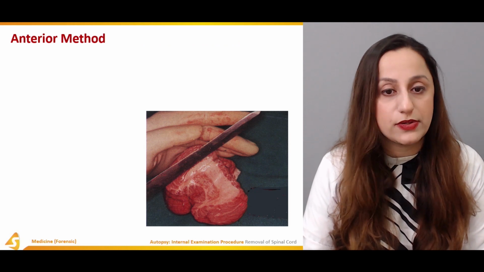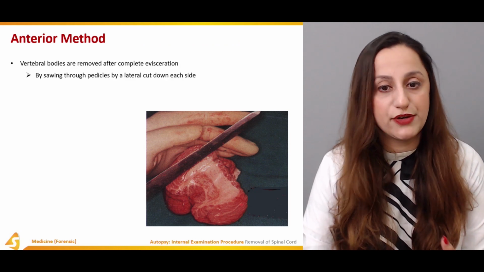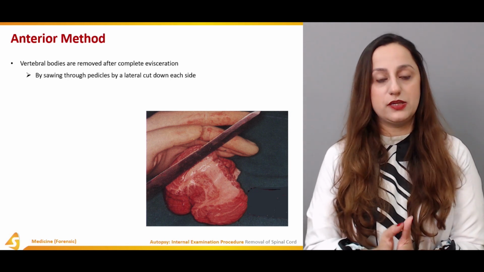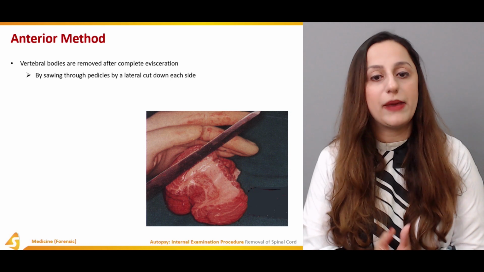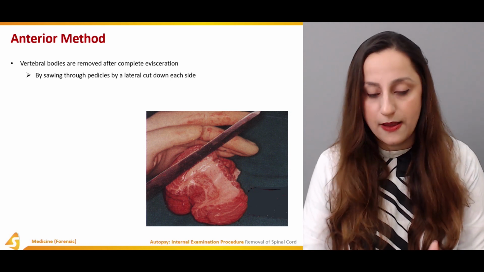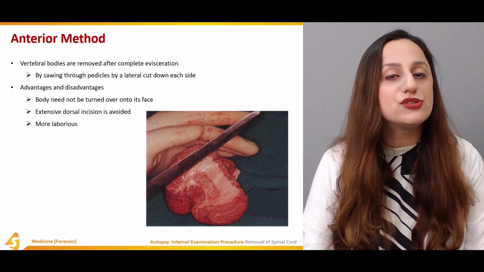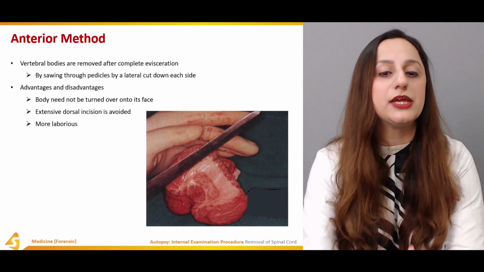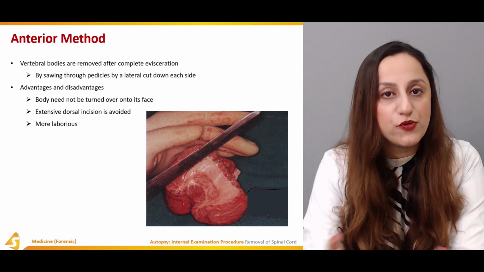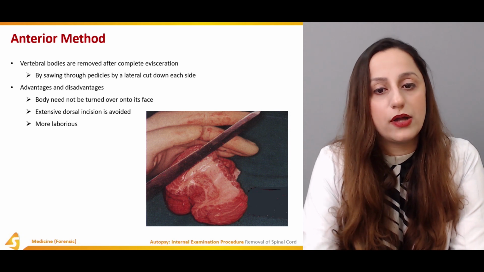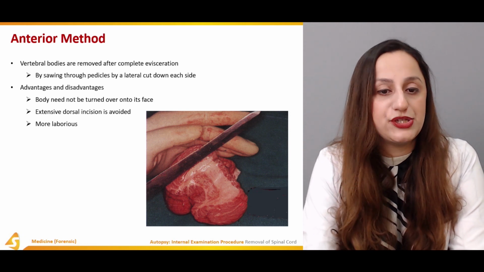Now, the anterior method. The vertebral bodies are removed after complete evisceration. How does this happen? By sawing through the pedicles with a lateral cut down each side. There are advantages and disadvantages to this anterior method. What is happening here is that we are removing the vertebral bodies and reaching the spinal cord through the pedicles anteriorly.